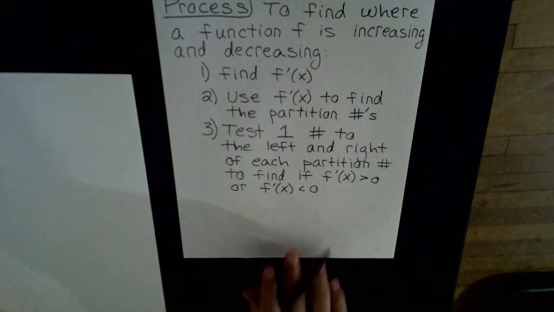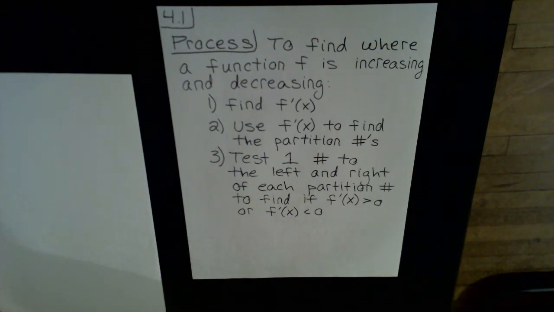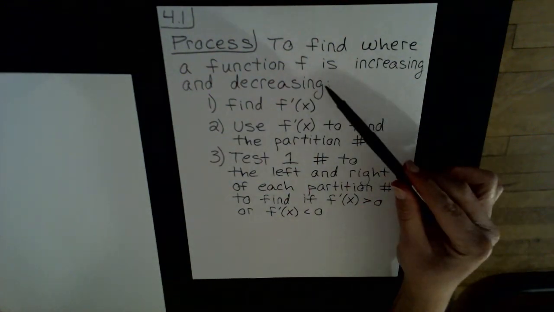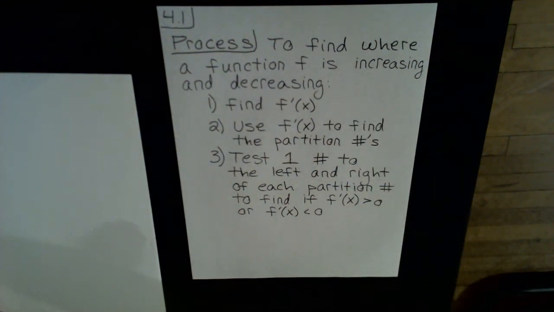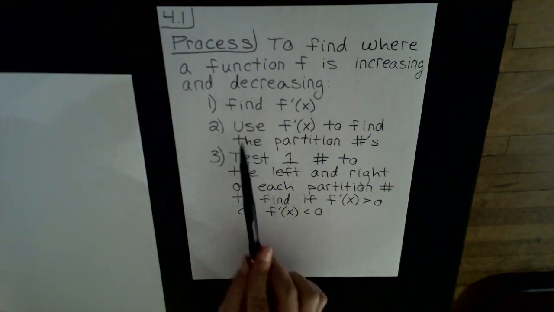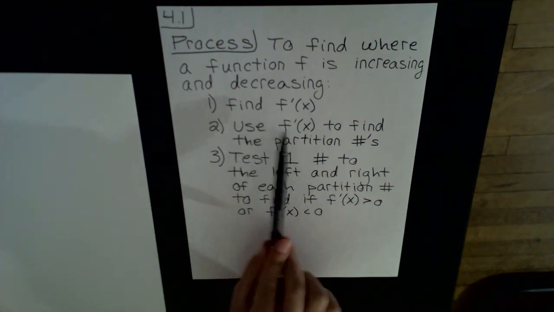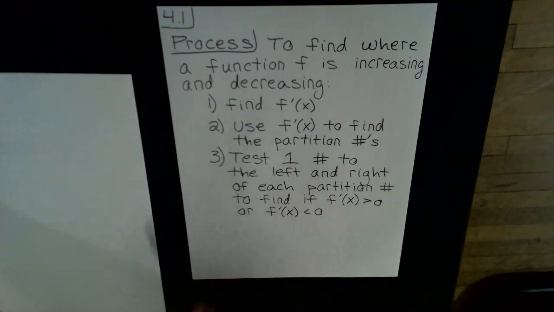The last thing to note from here is a process we have to find where a function f is increasing and decreasing. So we're going to put together the last two facts that we introduced to create this process. So the first thing we have to note is to find f prime of x. To start this process off, we always have to find our first derivative.